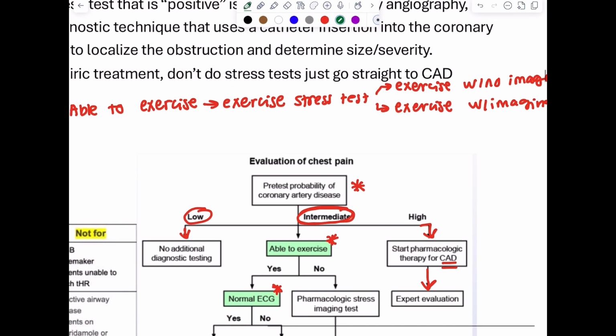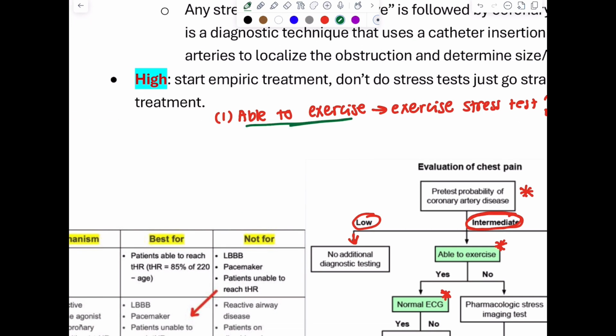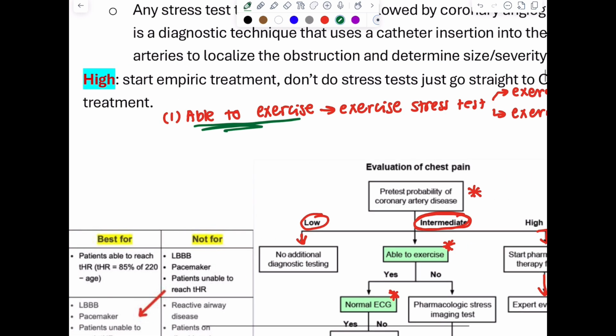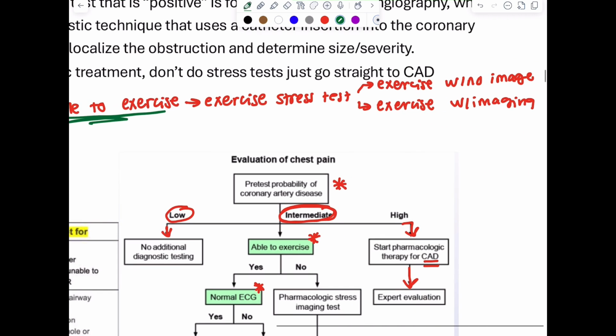If your patient is able to exercise right here, you already know it's going to be an exercise stress test. But if it is someone with a healthy baseline ECG, you're going to do no imaging because they have their normal ECG. They don't have any abnormality. You just give them the good old exercise stress test with no imaging. However, let's say their baseline ECG has an abnormality.